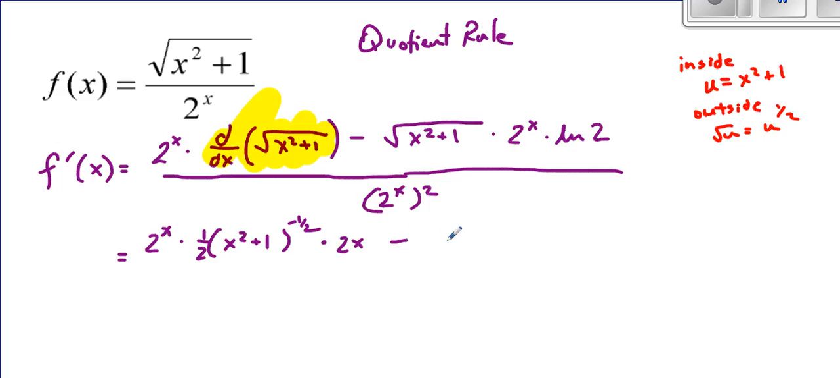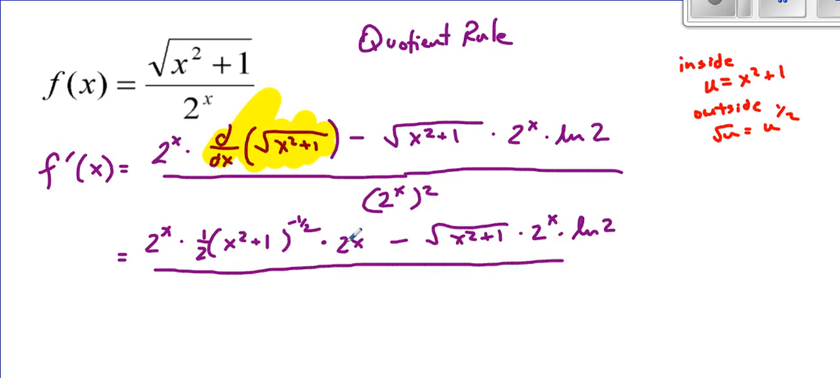All right, minus the square root of x squared plus 1 times 2 to the x times the natural log of 2. And that whole thing is over, and we can take this 2 to the x and multiply those exponents, so 2 to the 2x. All right, the only thing I'd probably clean up on this one is that this 2 here does cancel with that 2 there. Otherwise, there's not a lot we can do, although the back of the book might do this.